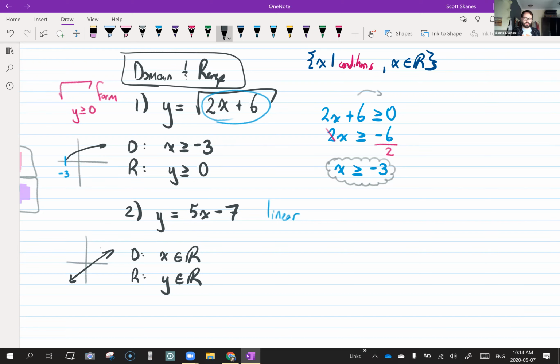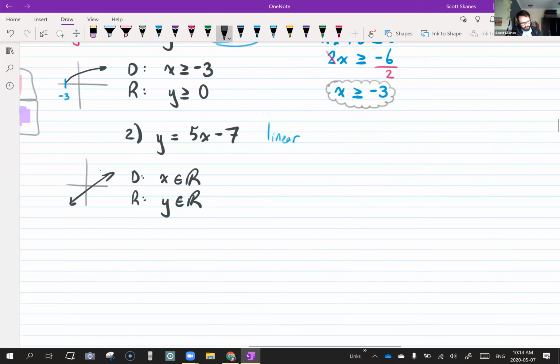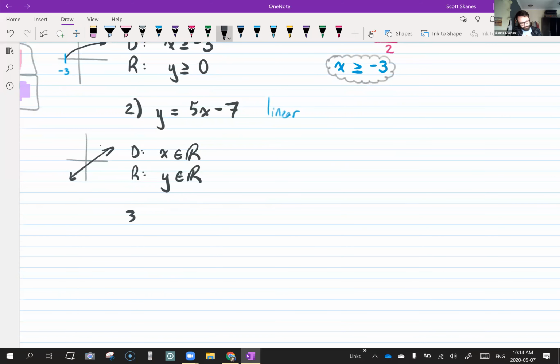There are no conditions. Once again, there's only 2 things you need to look for. Are you dividing by 0 at any point? Or are you trying to get a square root of a negative at any point? And linear is like a safe function. Let's do another one. What kind of function is this?